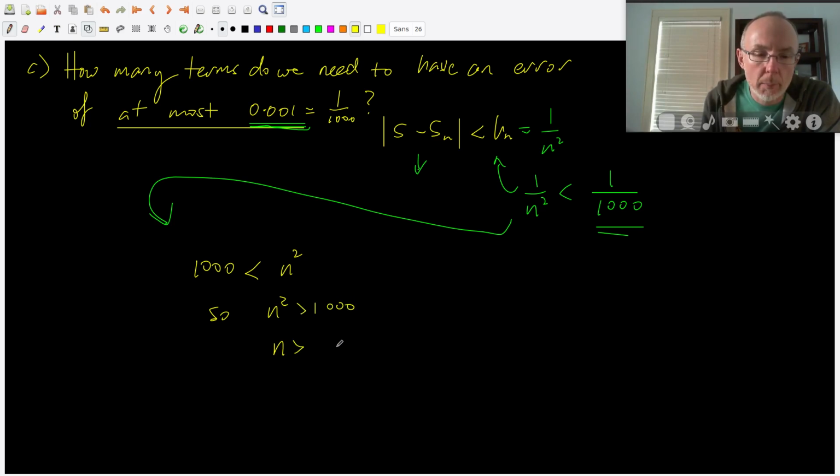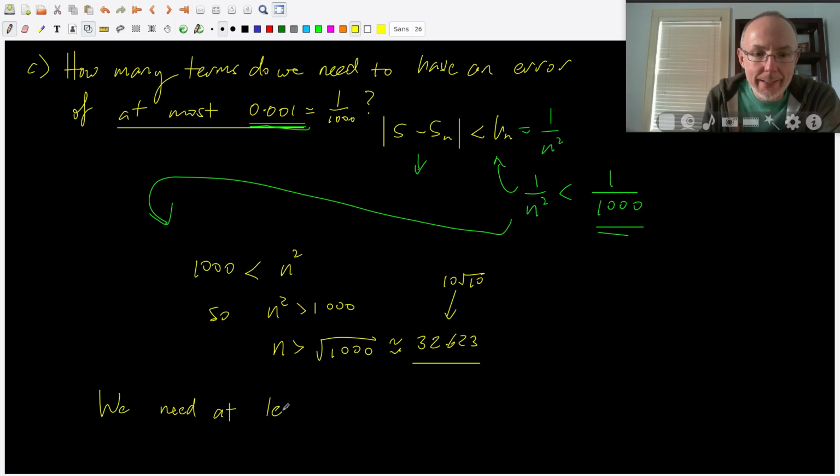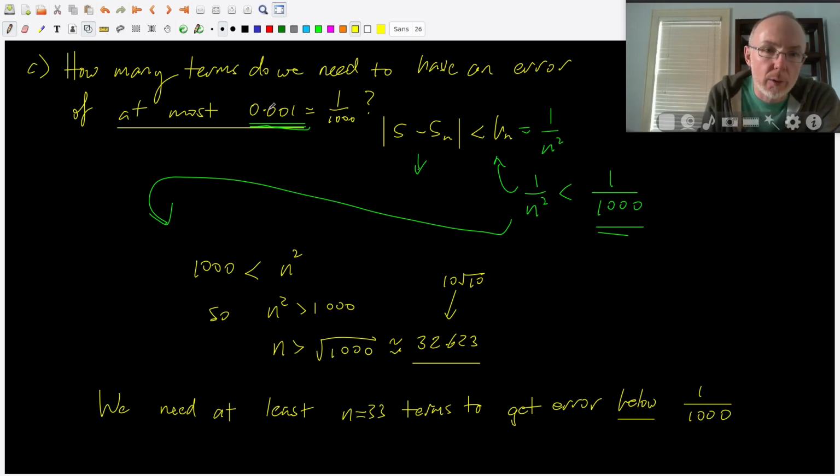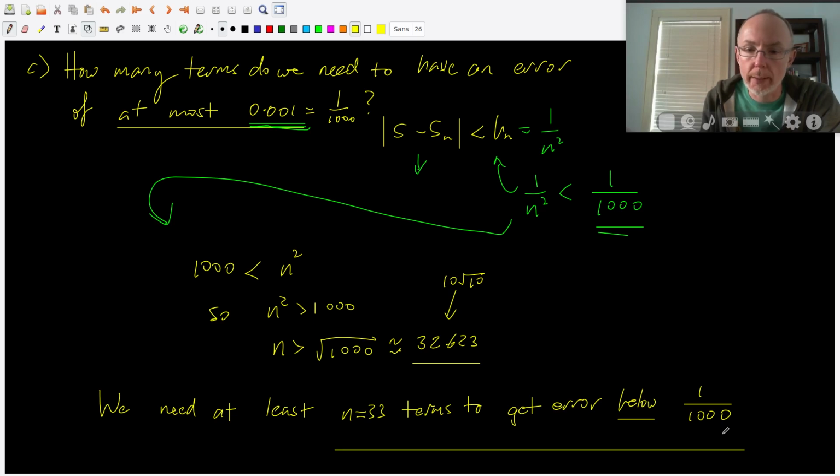And so n's got to be bigger than, I can take the square root here, the square root of 1,000, which is about 32.6 something, right? This is just 10 root 10. So our n value has to be bigger than that. So how many terms do we need? And the answer is we need at least 33 terms. N equals 33 terms. So if we want our answer to be accurate to 0.001, we need to use the first 33 terms in the series, and then we can calculate our value to the error level that we want.